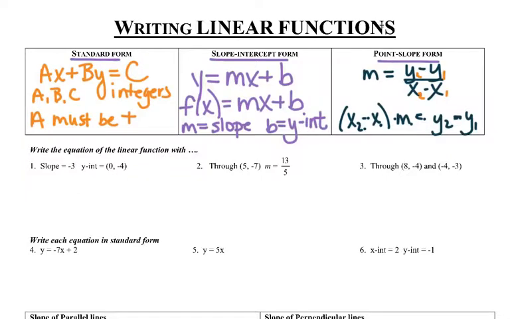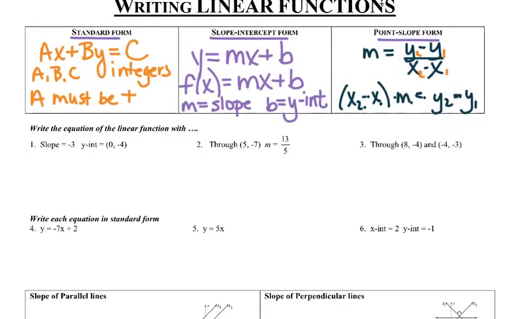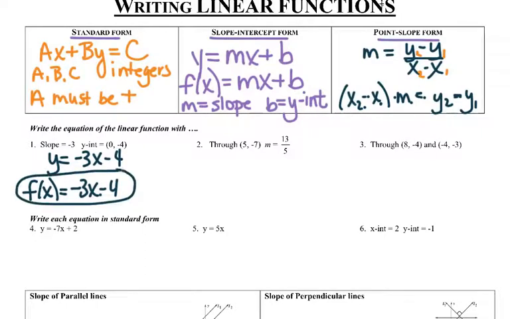So if we write a linear function with the slope of -3 and the y-intercept of -4, do you agree it's y equals -3x minus 4? But we are going to write all our linear functions in function notation. So we're going to want the answer to be f of x equals -3x minus 4. And you'll have to do that even on the test.